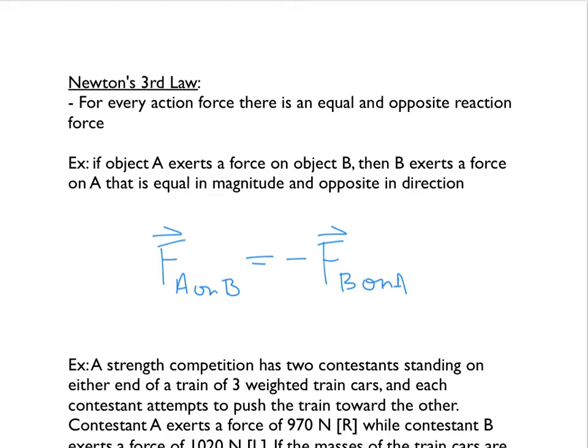An example would be when a baseball bat strikes a baseball. The action force is a forward force that the bat is exerting on the ball, and the reaction force is the backward force that the ball exerts onto the bat. So during this collision, the ball is accelerating forward, and the bat slows down as it accelerates backwards.